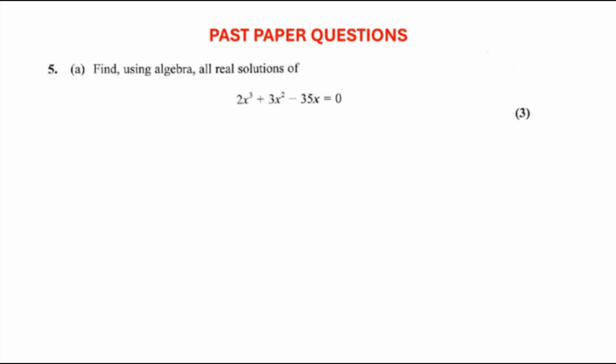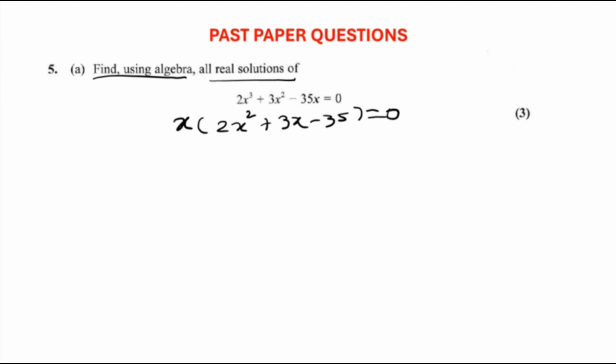Let's move to past paper questions. Find using algebra all real solutions of this equation: 2x cubed plus 3x squared minus 35x is equal to 0. As I can see here, x is a common factor in this equation. So I am taking x common. That will give me 2x squared plus 3x minus 35 equal to 0.